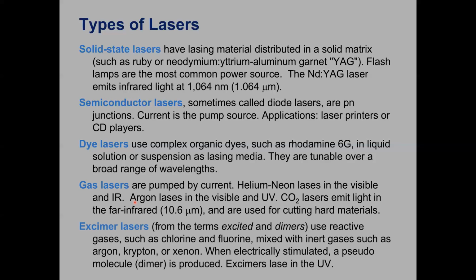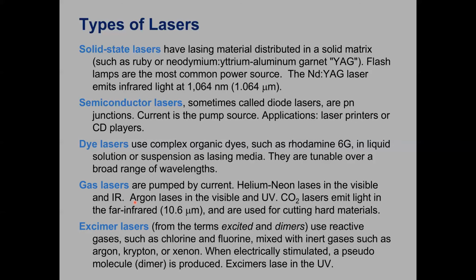This last one we're not going to talk about much, but reactive gases such as chlorine or fluorine, you can mix them with other inert gases and apply a voltage and create something that is like a temporary molecule, which chemists call a dimer. And these are ways you can excite them. They can make lasers in the UV. So they're called excimer lasers, short for excited and dimer. And pronounced excimer.